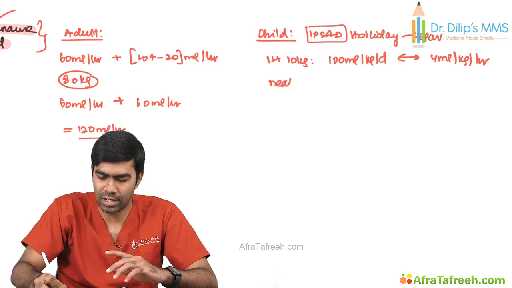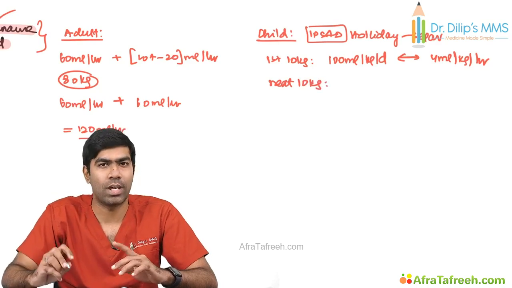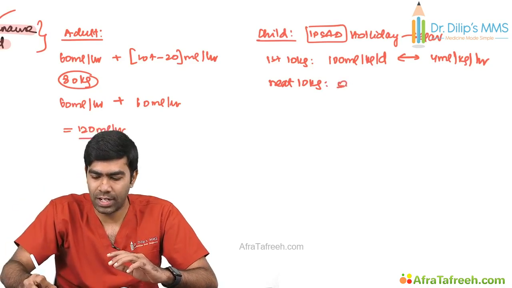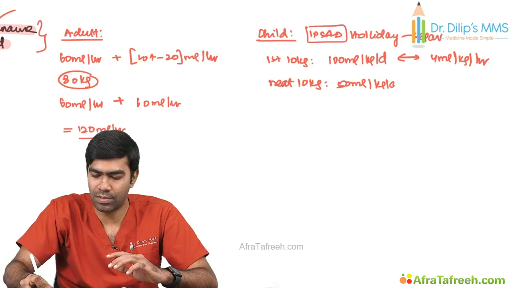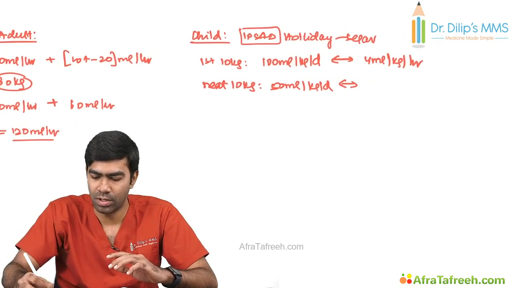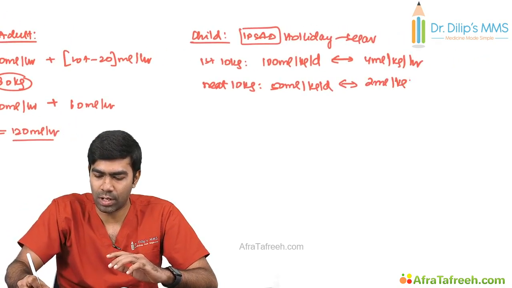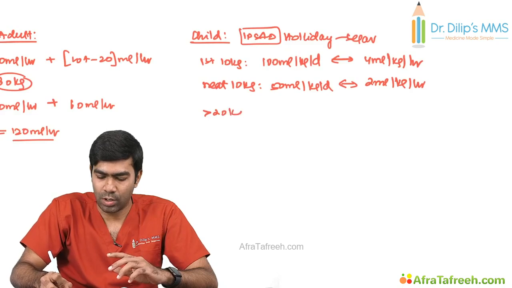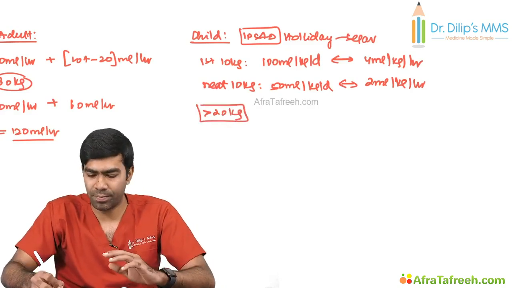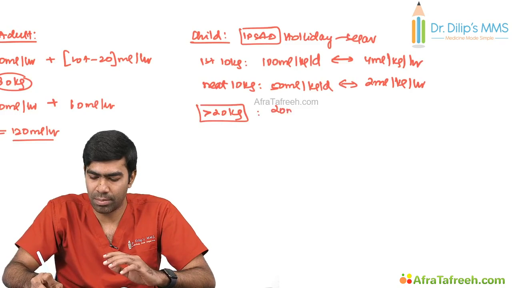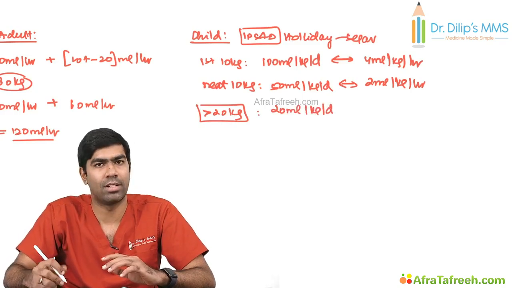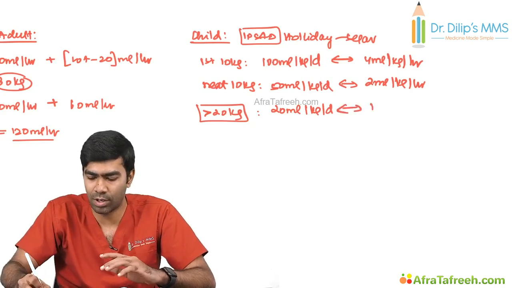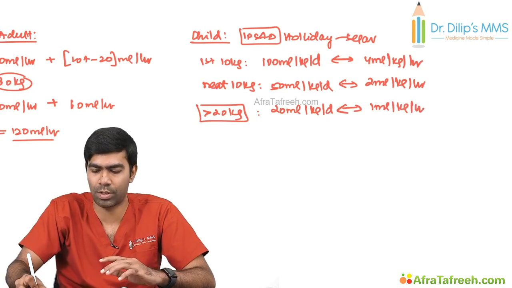For the next 10 kilogram, you have to add, not just give for the entire 20, you have to add 50 ml per kilogram per day, which will be roughly translating to 2 ml per kilogram per hour. After 20 kilogram, for each kilogram, you have to give 20 ml per kilogram per day, and you have to add this to the already calculated fluid, 20 ml per kilogram per day, which will be roughly equivalent to 1 ml per kilogram per hour.